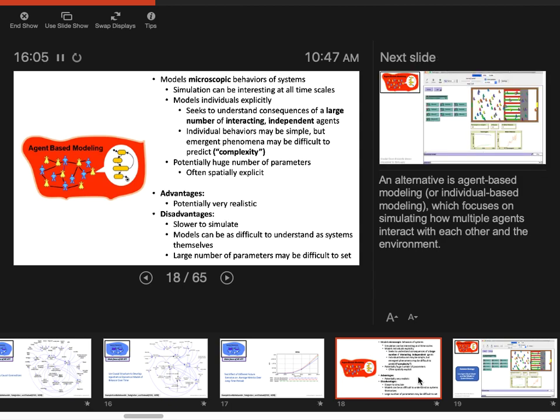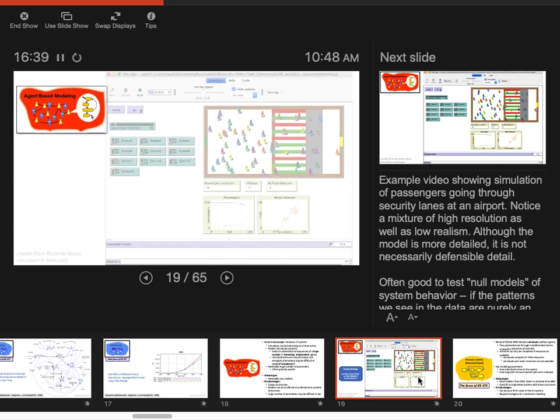So the advantage is it's potentially very realistic, because you can simulate a lot of what's going on down to microscopic detail. The disadvantage is it can be very slow to simulate, because you have to keep track of a whole lot of those different individuals. And the models can be as difficult to understand as the real systems themselves, because they do show this emergent behavior, and sometimes it's not clear where these patterns came from. There's also a large number of parameters, which makes them difficult to set correctly. And so I've got, I think, a video of that.